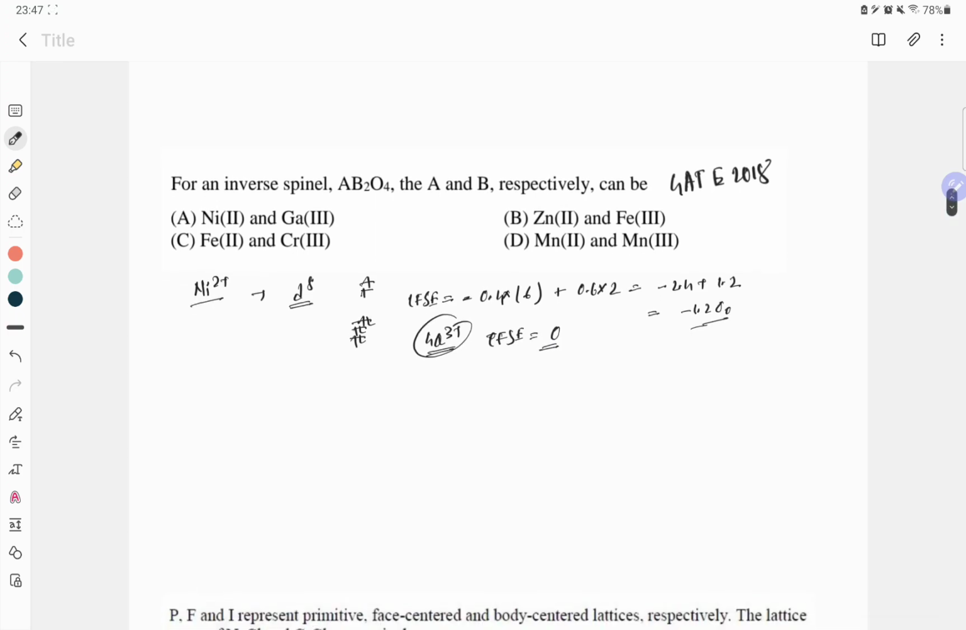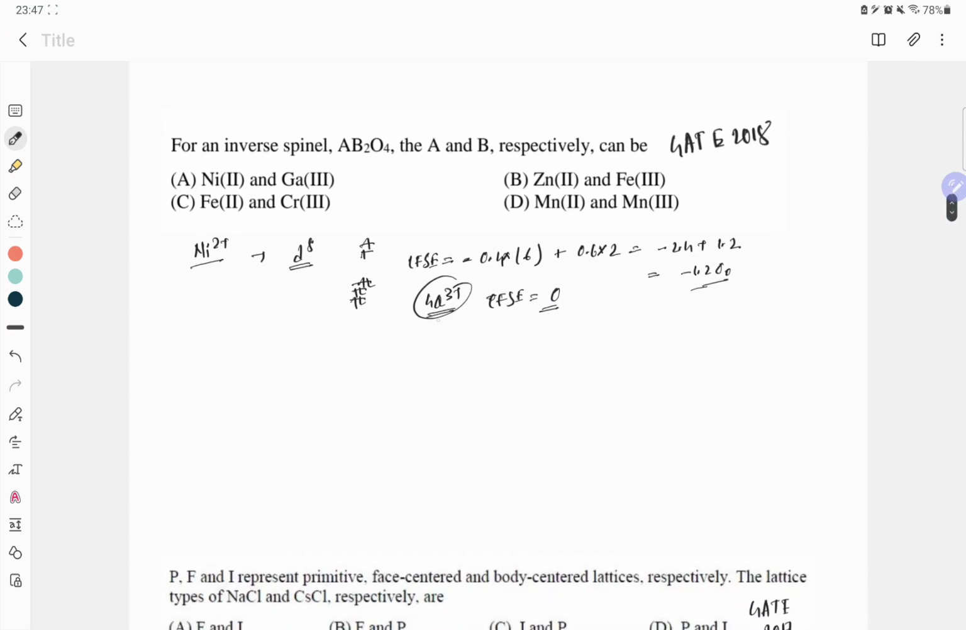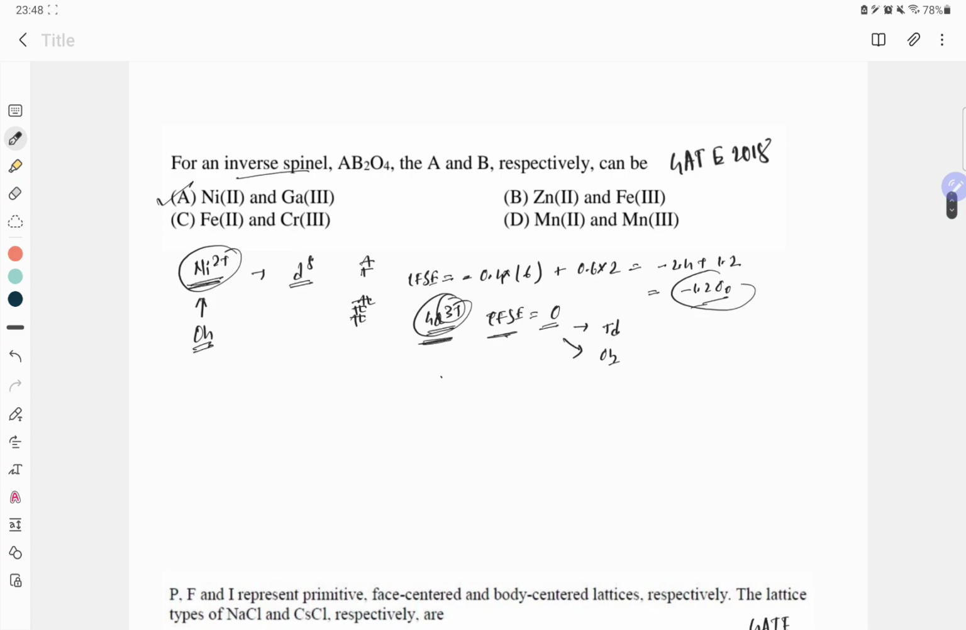So we read that in our previous video that if a non-transition element with a 0 CFSE energy and there is a bivalent or Ni2 plus with negative, this is more stabilized than this gallium 3 plus. So this Ni2 plus will occupy the octahedral void, and Ga3 plus or gallium will occupy, means half of the gallium will occupy tetrahedral void and half of the gallium will occupy the octahedral void. So this is our inverse spinel. This is also spinel. We will check the other options also too.